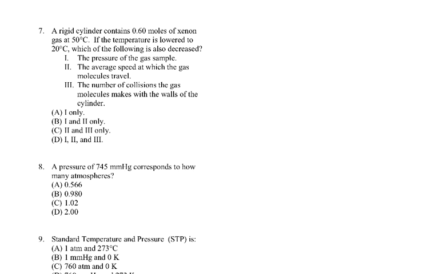Number 7. A rigid cylinder contains 0.6 moles of xenon gas at 50 degrees. If the temperature is lowered to 20 degrees, which of the following is also decreased? So we're saying the temperature is going down. So what's going to go down? Is the pressure of the sample going to go down? Yes. Okay, we know that. The particles slow down.